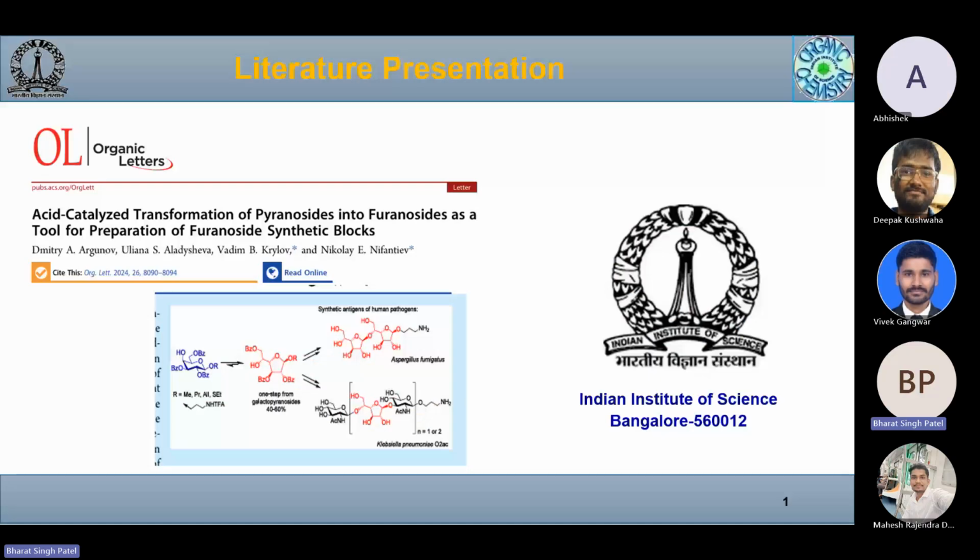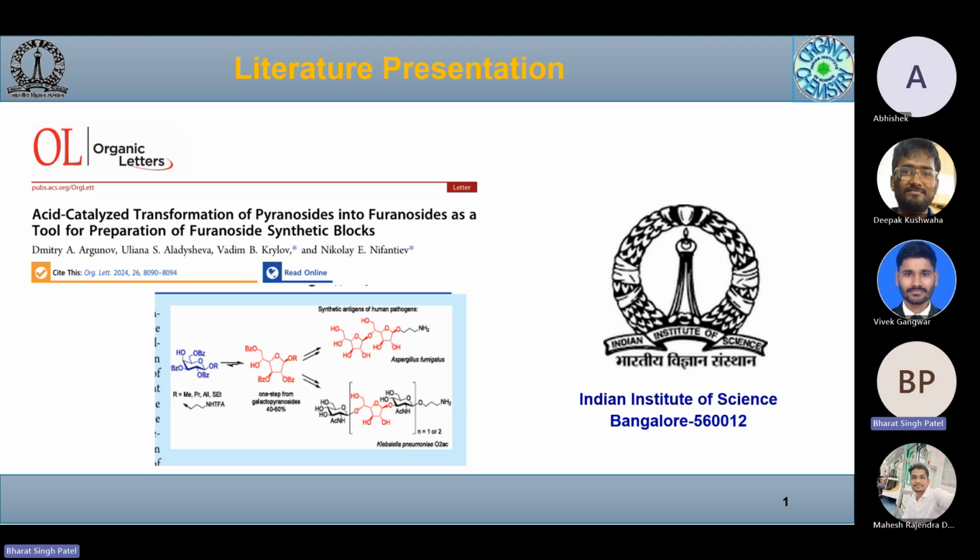We are going to discuss a paper by Nikolay Nifantiev. The title is Acid Catalyzed Transformation of the Pyranosides into Furanoside as a tool for preparation of furanoside synthetic blocks. What they wanted to do here: before this paper, they came across so much literature where people are getting the byproduct as a furanoside.